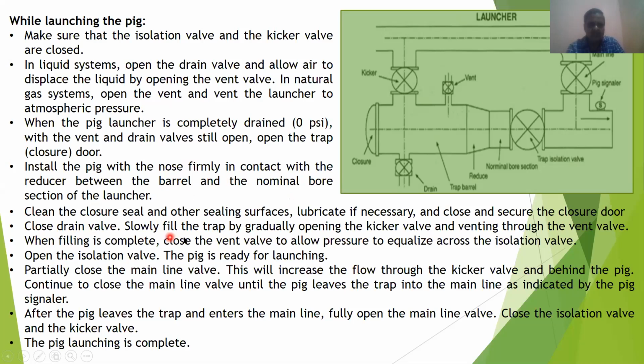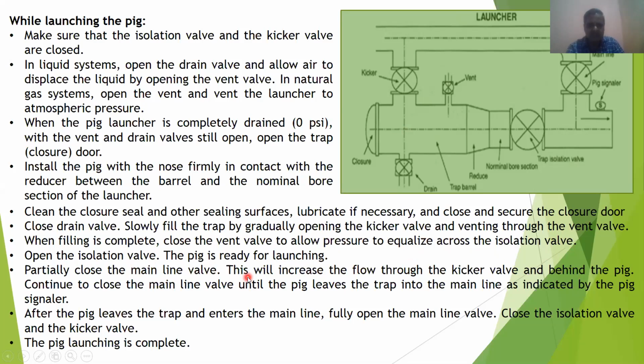Close the drain valve, slowly fill the trap by gradually operating the kicker valve. Slowly you have to open the kicker valve and vent through the vent valve. When filling is complete, close the vent valve to allow pressure to equalize across the isolation valve. Open the isolation valve, the pig is ready to launch.